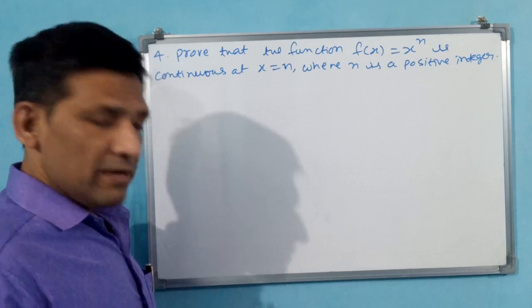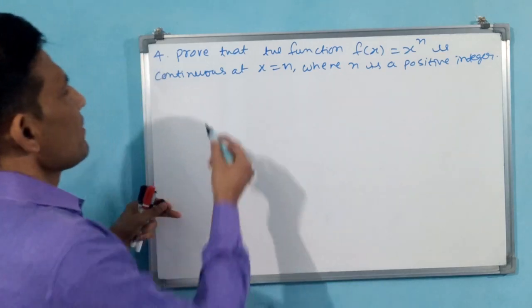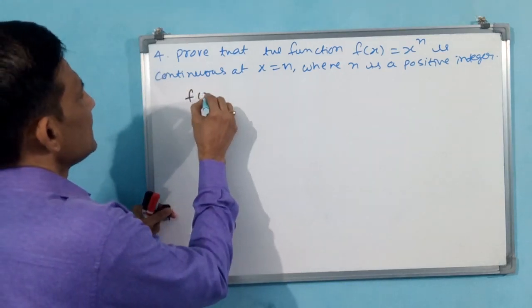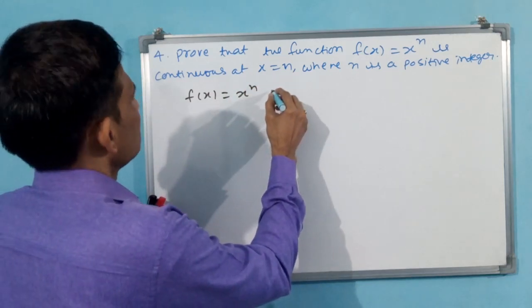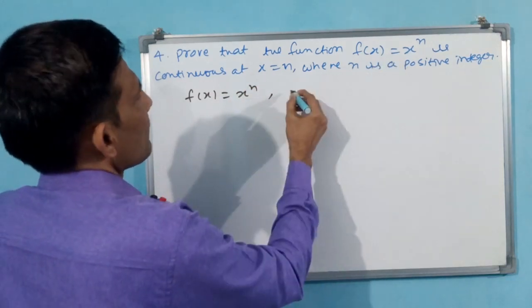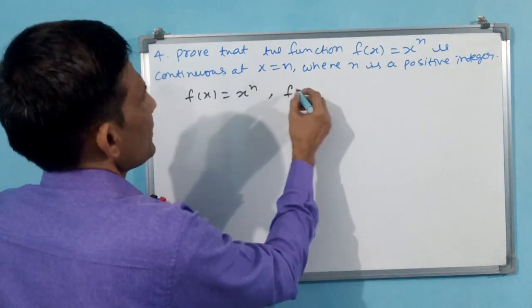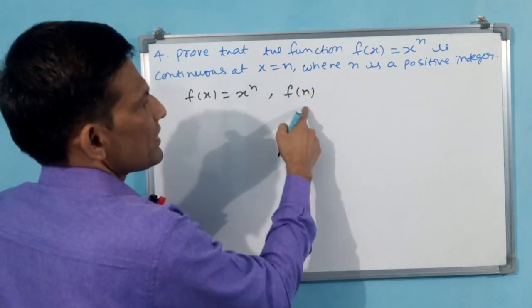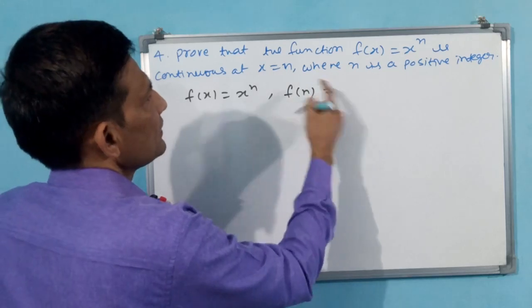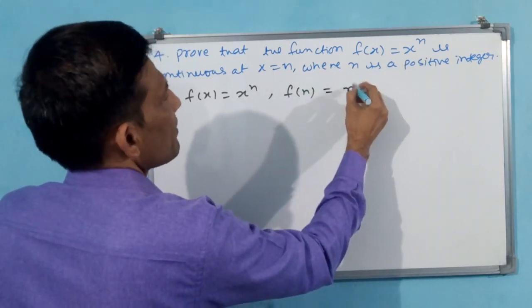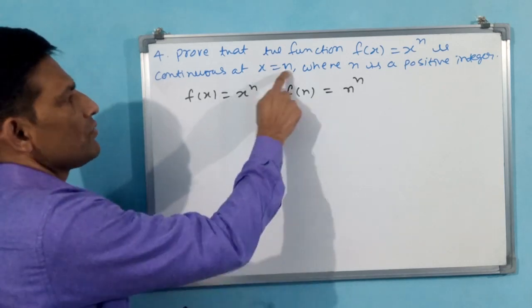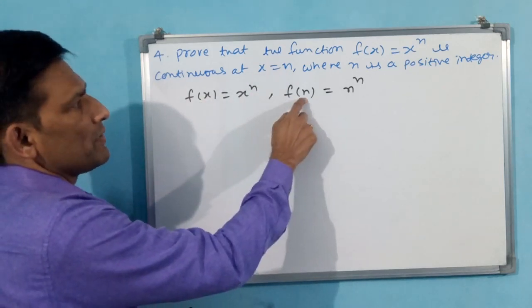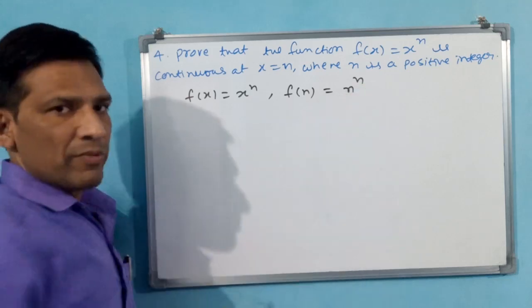Okay, let us see what I am doing. You see, f of x is equal to x power n, and f of n is equal to, why? Because x is equal to n they have given. f of n is equal to n power n. Why? Because x is equal to n, which means in the place of x you have to keep n, so you get n power n.